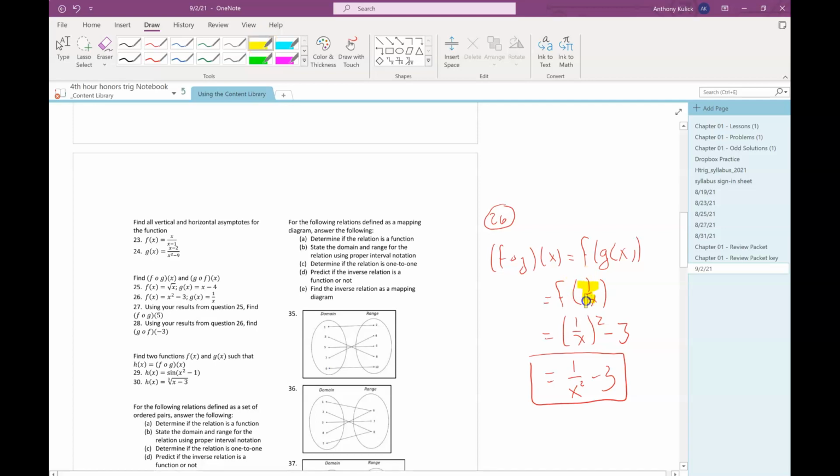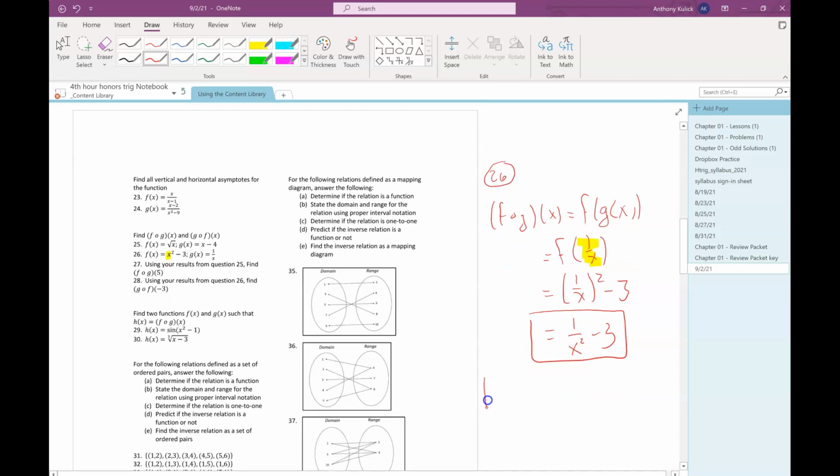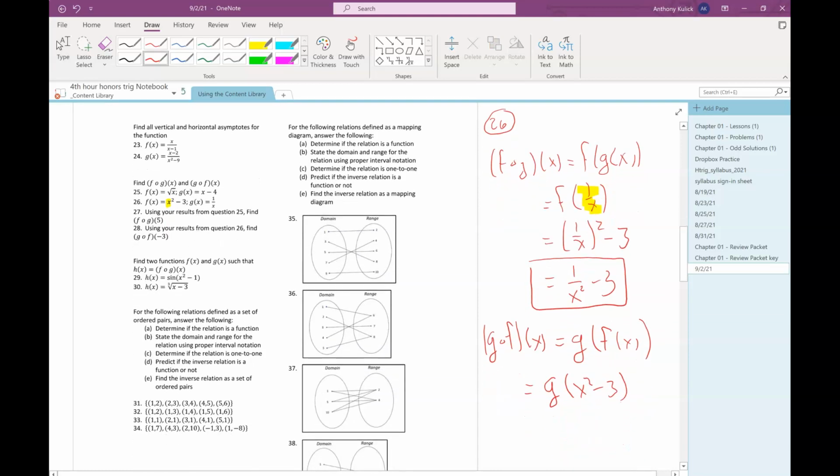So I plugged in 1 over x into the x for my f of x. Okay. Is that okay? Yeah. Okay. And then it also wants us to do g composed f of x. So that's g of f of x. In this problem, our f of x is x squared minus 3. And so I'm going to plug that into g of x. So I just end up with 1 over x squared minus 3.